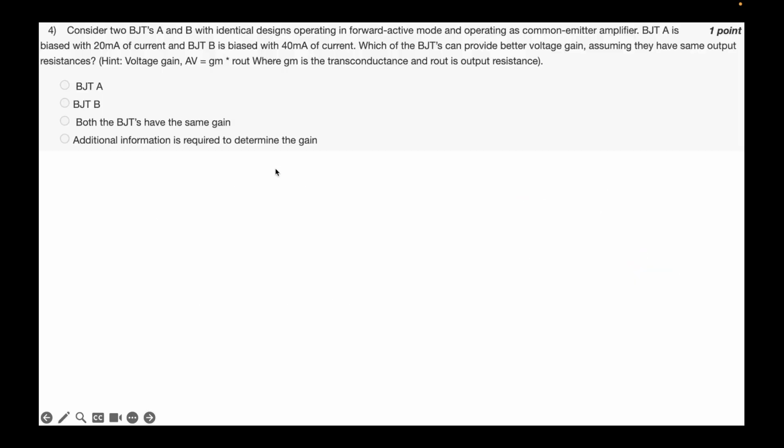Okay, last problem for today. I have got a couple of minutes, that's all. In this problem, consider two BJTs A and B with identical designs in forward active mode, and operating as common emitter amplifiers. They are being operated as amplifiers, and we have been given that the current ICA is 20 milliamps and ICB is 40 milliamps.